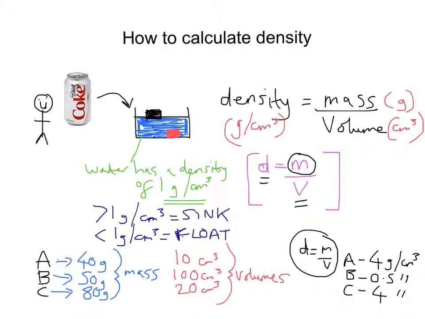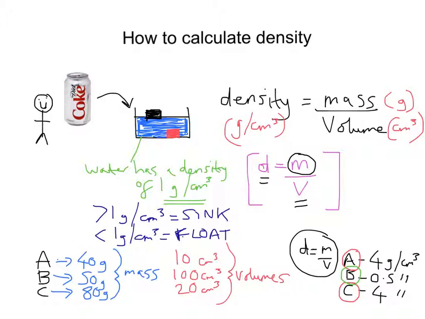So we can clearly see that object A and object C would both sink in water because they have a density greater than the value of 1 gram per centimetre cubed. But object B has a density of 0.5 grams per centimetre cubed, so object B would be the one that floats. And there you have it, that's all there is to density.